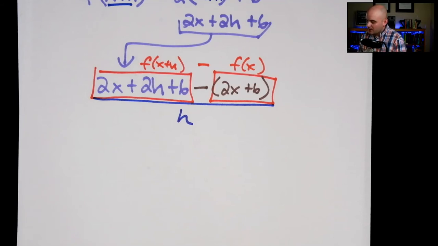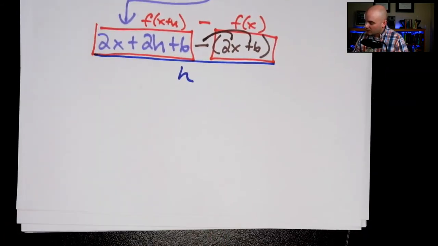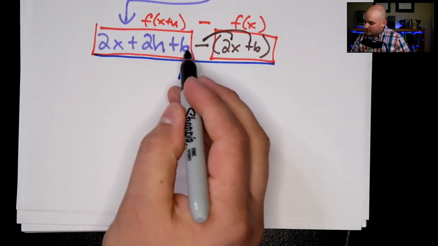So I'm going to distribute that negative. And because it's getting messy, I'm going to write it all over one more time down below, but this time I'm just going to go ahead and write it in the same color. So we've got 2x plus 2h plus 6.